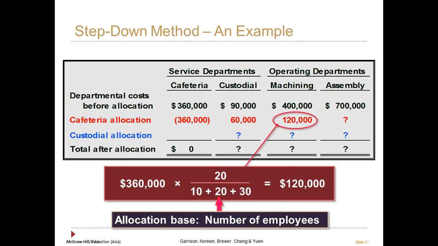Next, let's allocate cafeteria costs to machining. The allocation percentage is calculated by dividing the number of employees in a department by the total number of employees in the allocation base. For machining, the allocation percentage is 33 1/3%, obtained by dividing 20 employees by 60 employees. Next, we multiply the allocation percentage times the service department cost. To allocate cafeteria costs to machining, we multiply 33 1/3% times 360,000 and get $120,000.